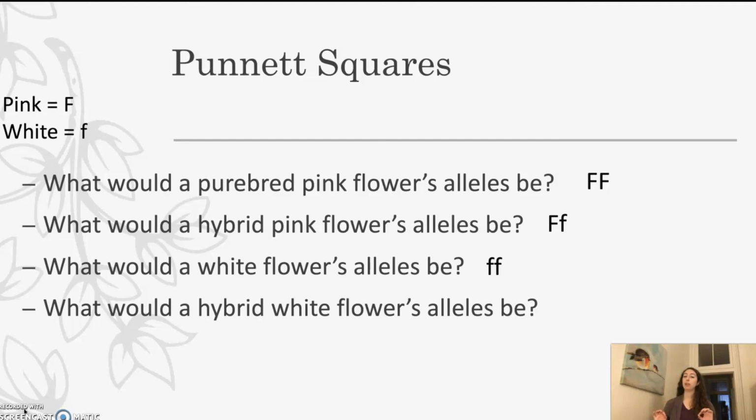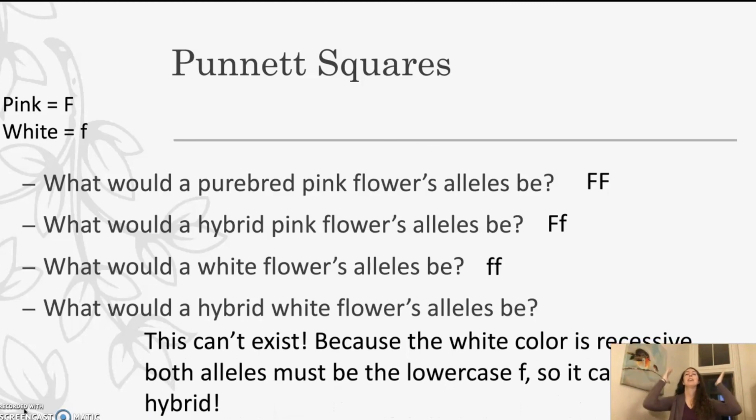Now, this one's tricky. What would a hybrid white flower's alleles be? I want you to think about it, give it a try. Now, if you're breaking this down and you're going hybrid, that means it's a mix. It's two different ones. So if it has a big F and a little f, it has to be pink. This isn't possible. Boom, you caught me. That cannot happen. It cannot exist. A hybrid white flower could not exist.